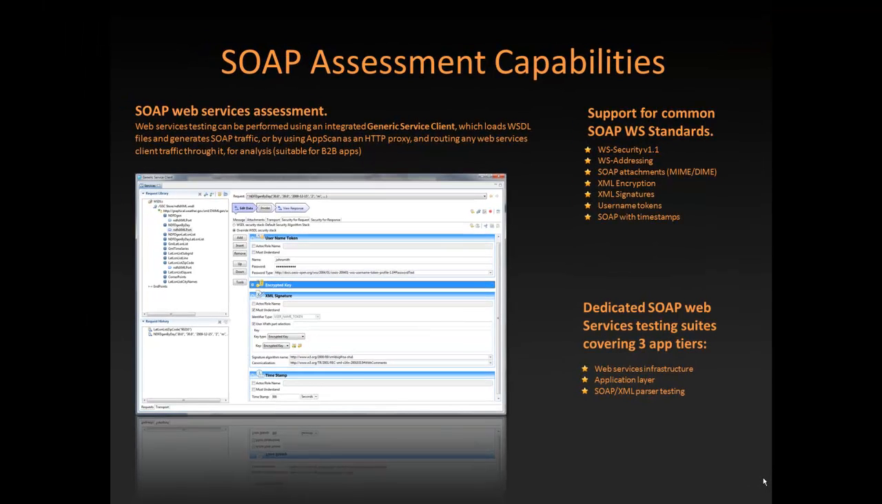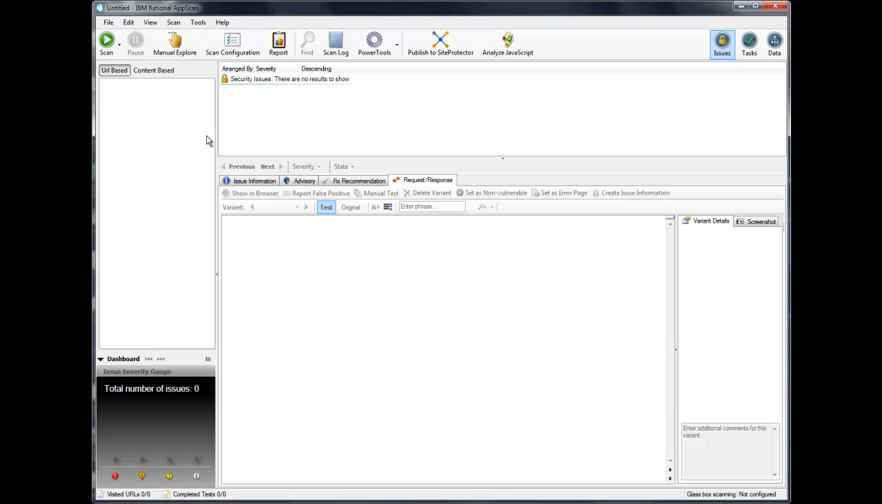The demo you will see in a moment will concentrate on how to use the generic service client to exercise and test web services. For this demonstration, we will test a user provisioning web service which exposes several web methods. We'll start by creating a new scan in AppScan.